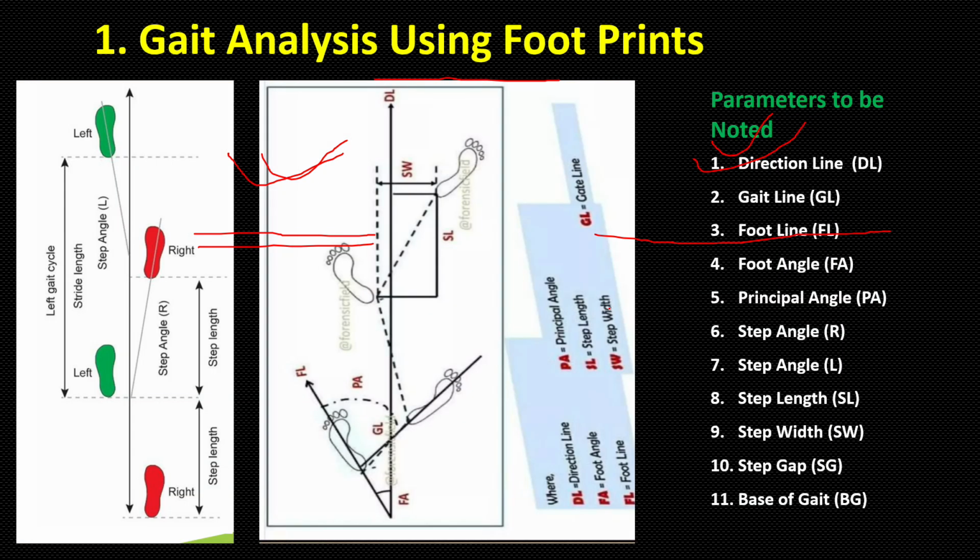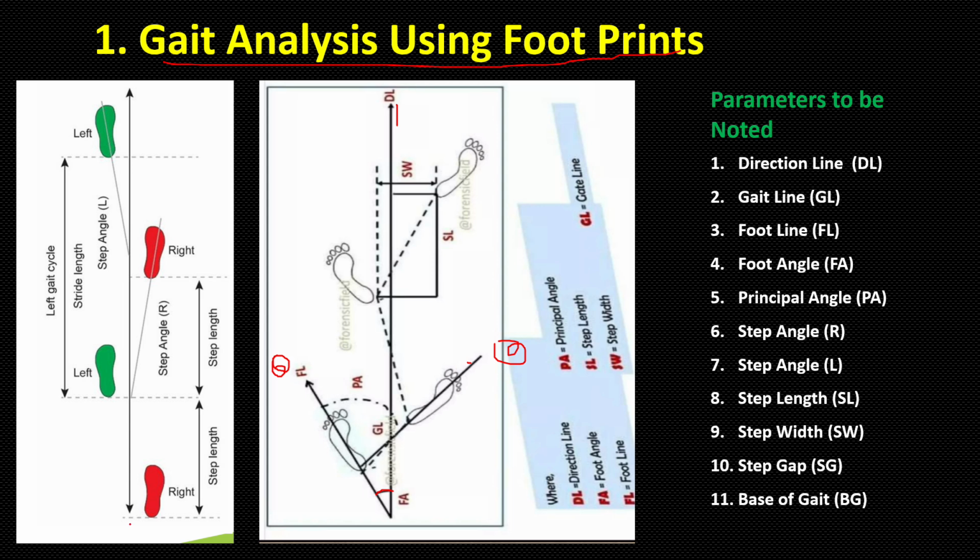So for gait analysis using the footprint, if the footprint is clearly visible, you have to draw these types of lines. So this is the middle line. This is called the DL, the direct line. This is another line, FL. FL means foot line. This is another line, and this angle can be drawn. So such types of lines can be drawn.